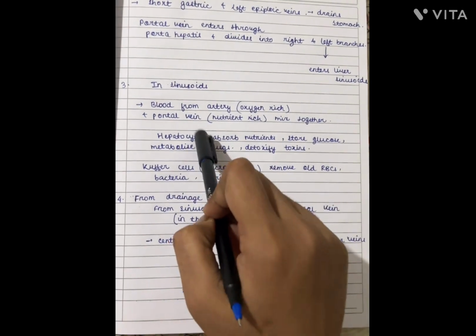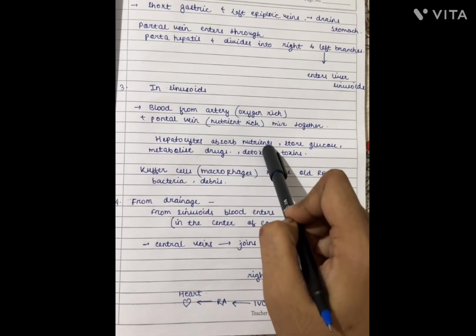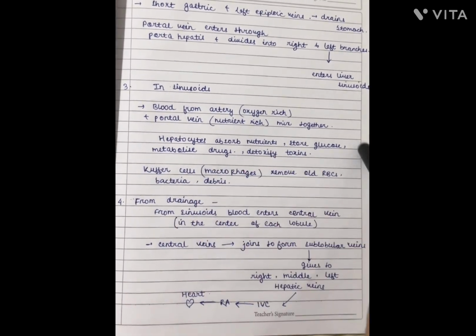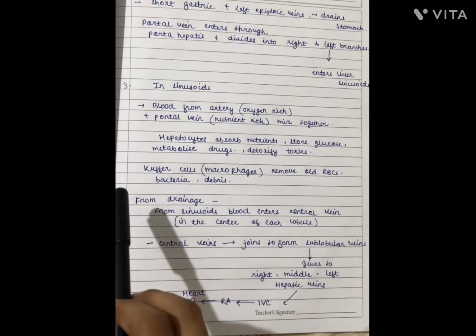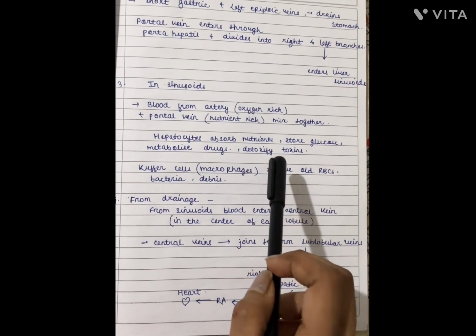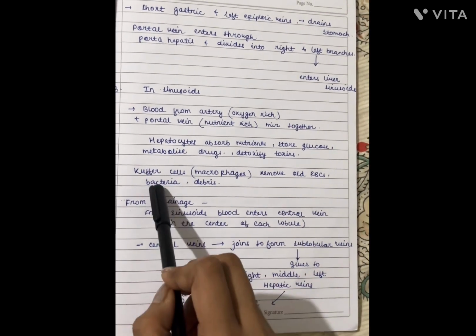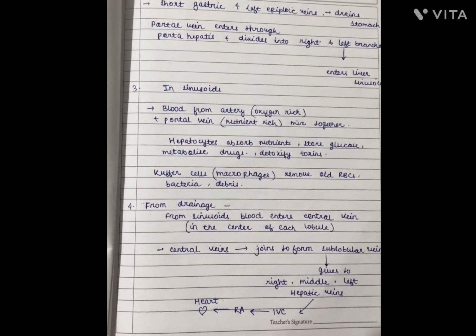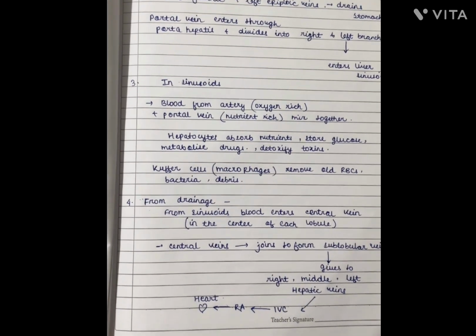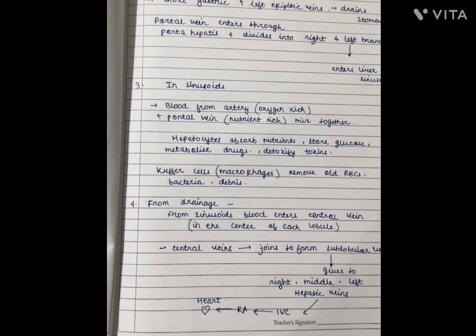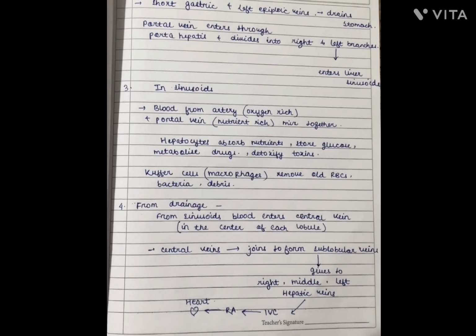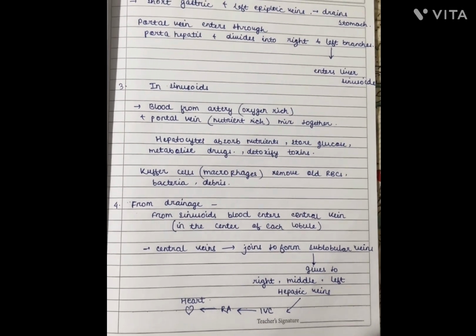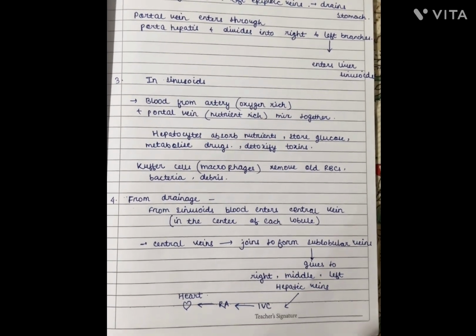The hepatocytes, that is the cells of the liver, absorb nutrients, store glucose, metabolize drugs and detoxify toxins. These are the exact functions of the liver. The Kupffer cells, that is the macrophages of the liver, remove old RBCs, bacteria and debris. What are macrophages? Macrophages are phagocytic cells that remove dead cells from the body, so basically they are doing the job of WBCs. What is phagocytosis? Phagocytosis is cell eating. So they eat the dead bacteria and dead cells only.